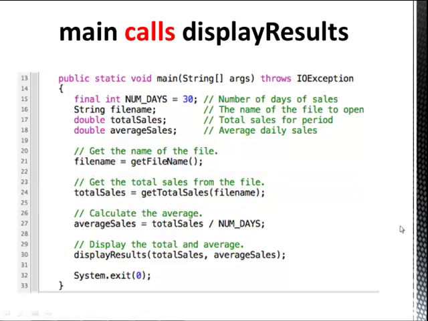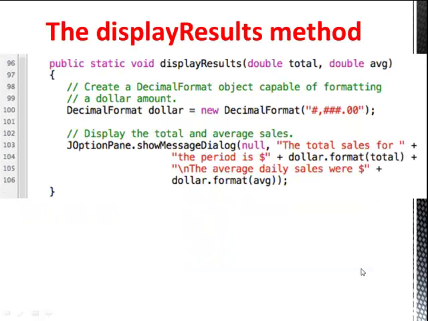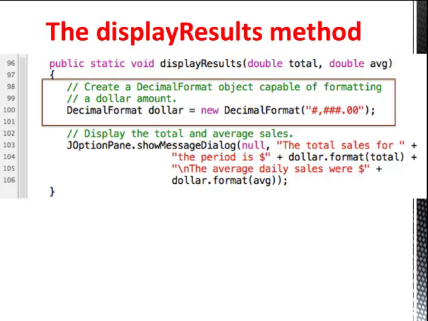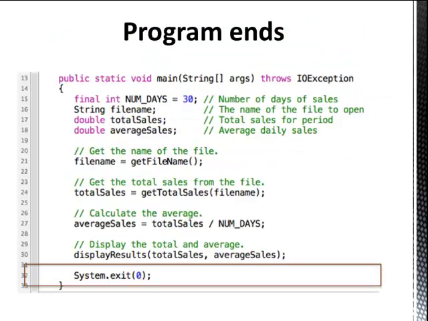The main method then calculates the average sales and then displays the total and the average by calling the displayResults method. Shown here is the displayResults method. The header accepts a double total and a double average. We then use DecimalFormat to format our output, and then we use JOptionPane to display the total and the average sales. Once it returns to the main method, the program ends and the system exits.